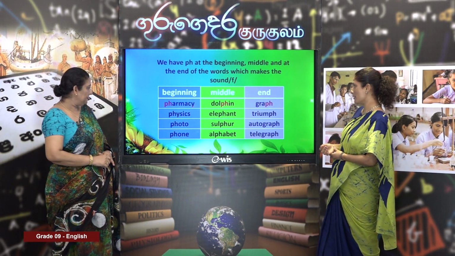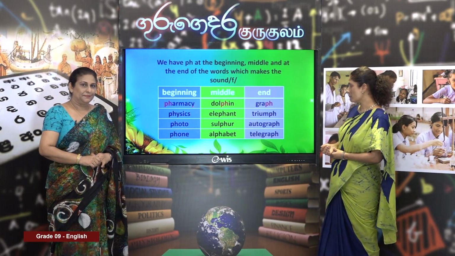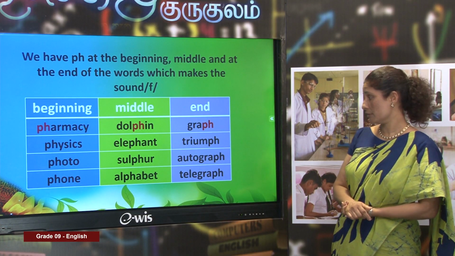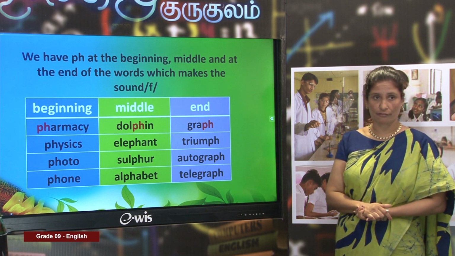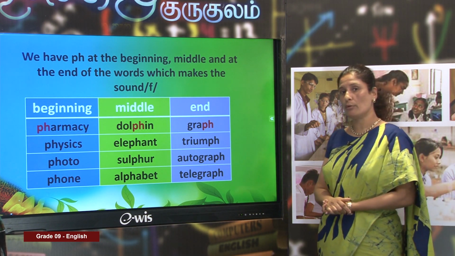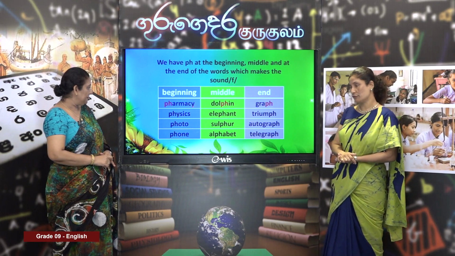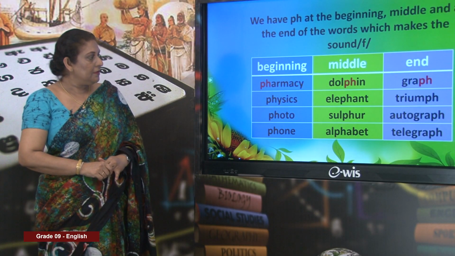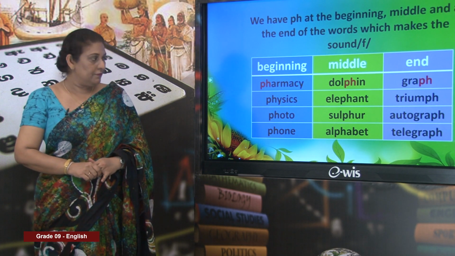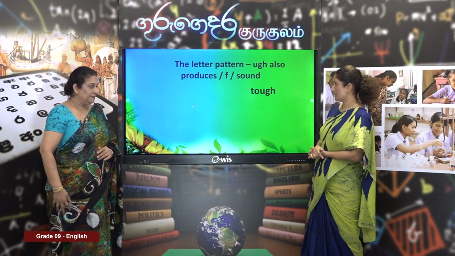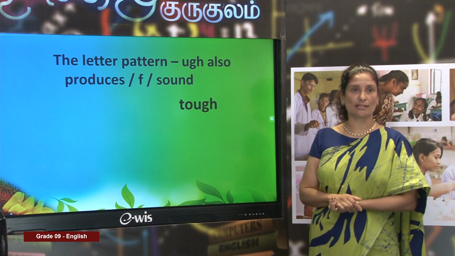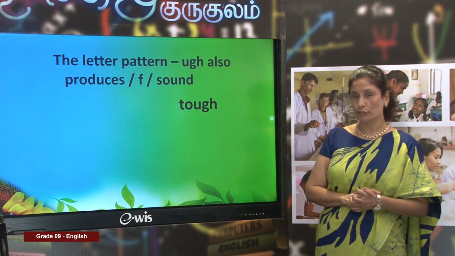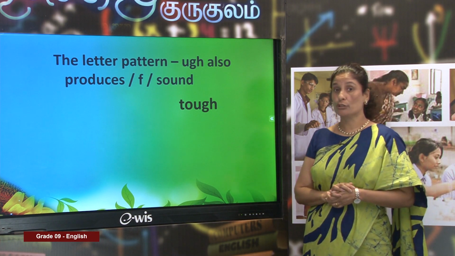The last column, graph, triumph, autograph, telegraph. Please repeat now. Miss Nirmala will read it for you. Graph, triumph, autograph, telegraph. Right. Another letter pattern, another spelling combination we are going to discuss here now.